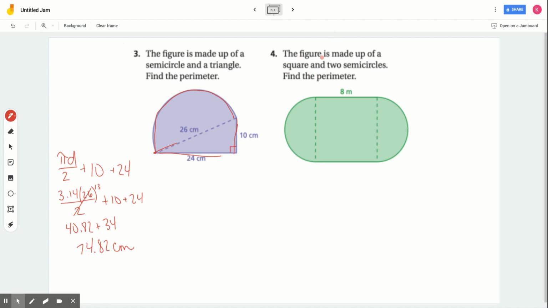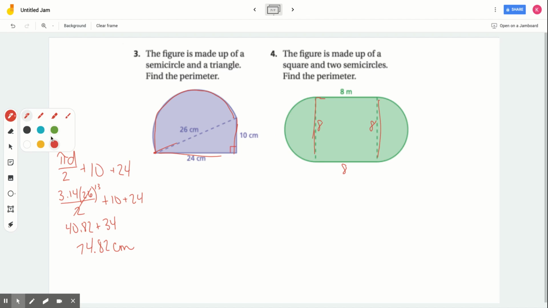Now, if you look at number 4, it says the figure is made up of a square and 2 semicircles. Find the perimeter. We need to start with, what do we know about a square? If we know that this side is 8, this opposing side is likely 8. But we also know that squares have 4 equal sides, so the left and right sides are also 8. If we look at how this figure is split up, we have a square and 2 semicircles, which is 1 circle.